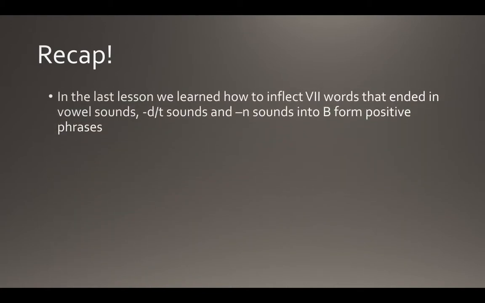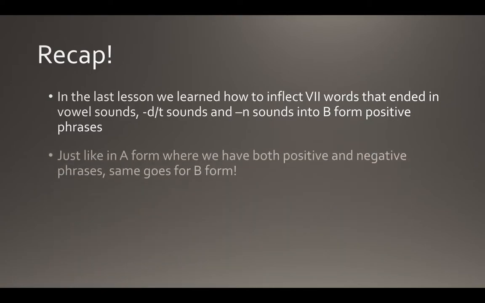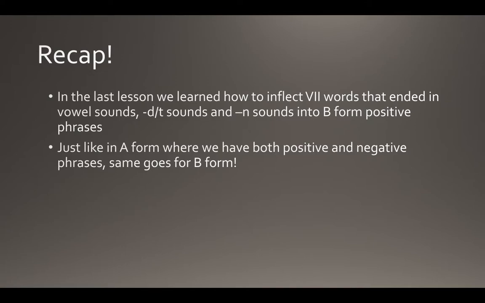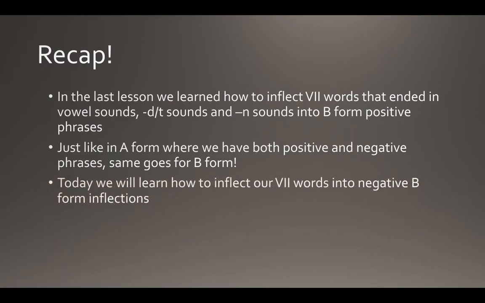So, recap. In the last lesson, we learned how to inflect VII words that ended in vowel sounds, D or T sounds, and N sounds into B form positive phrases. Just like in A form, where we have both positive and negative phrases, same goes for B form. Today we will learn how to inflect our VII words into negative B form inflections.